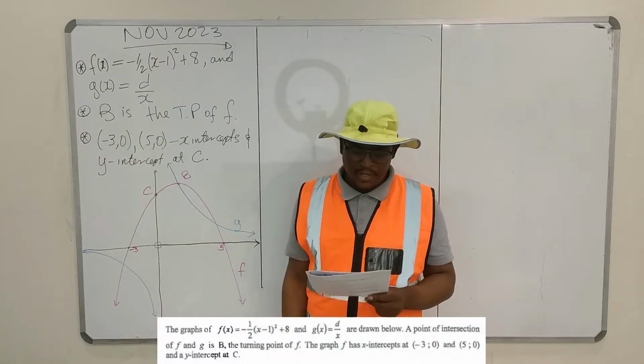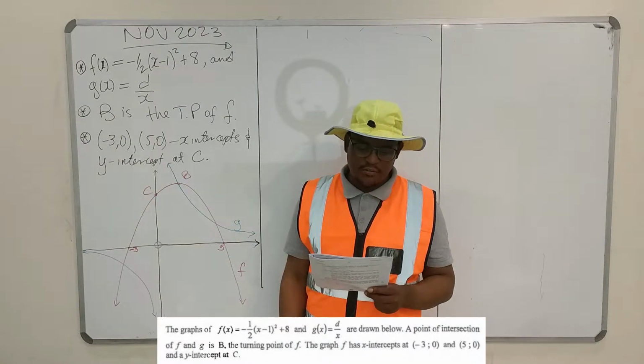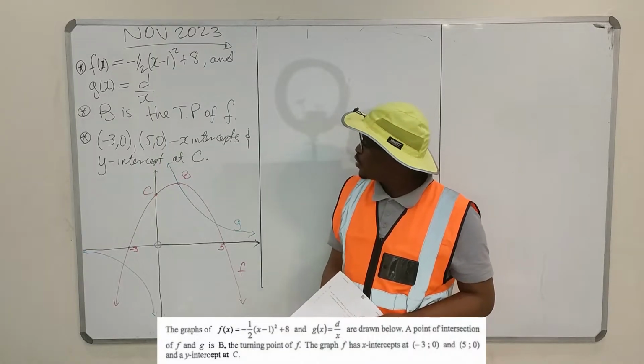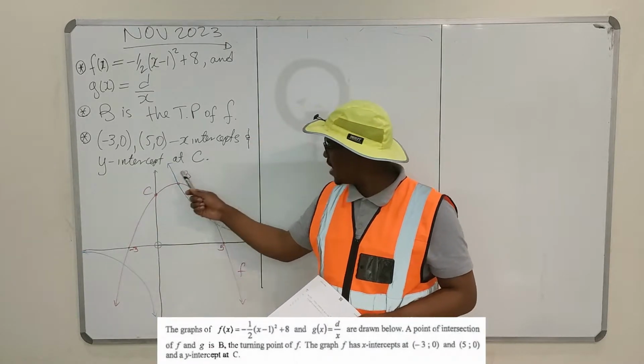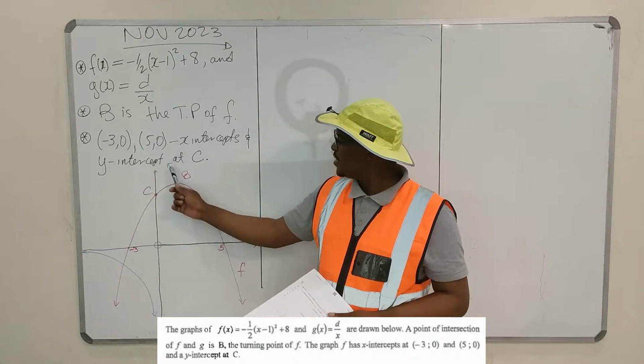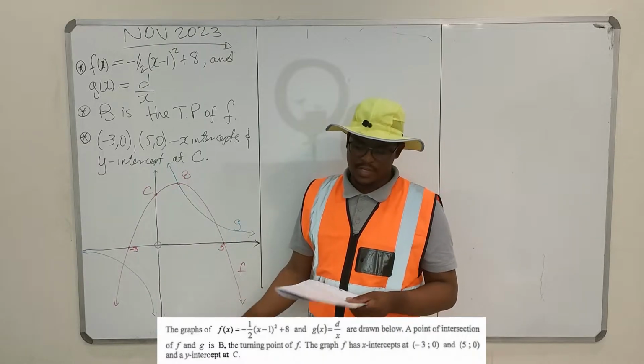So let's go. They're saying a point of intersection of f and g is B, the turning point of f. So you are told that at this point B, here at the turning point of f, these two functions intersect there, right?